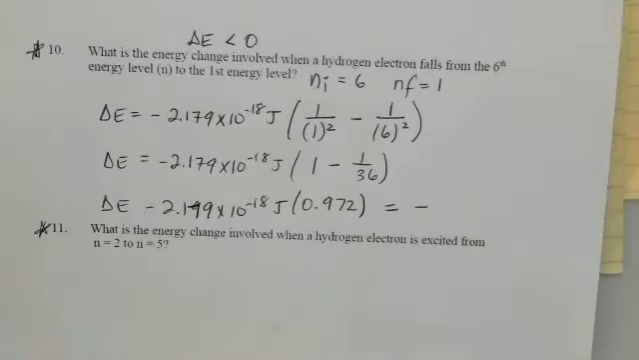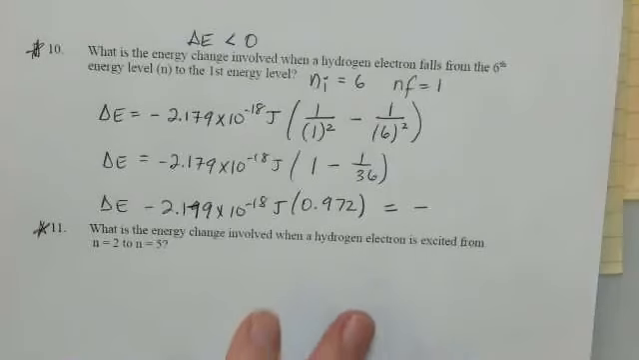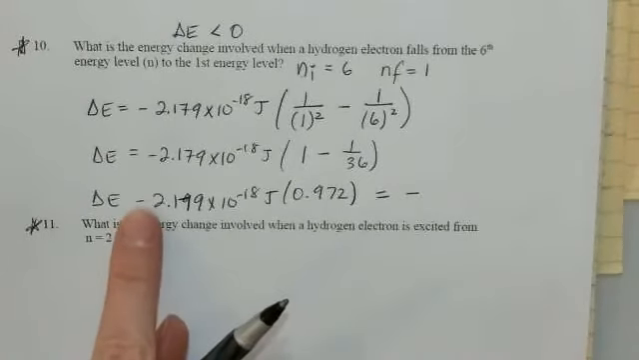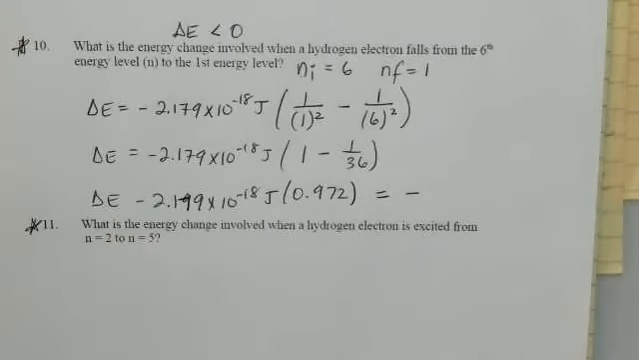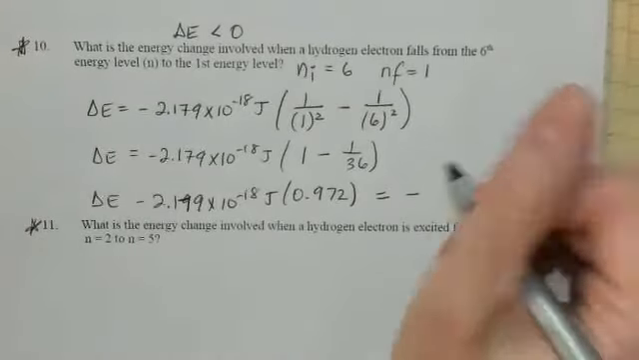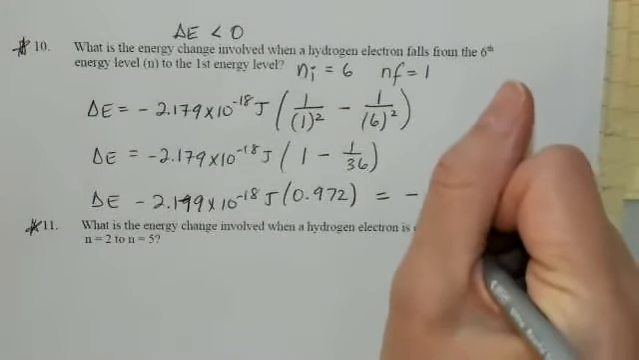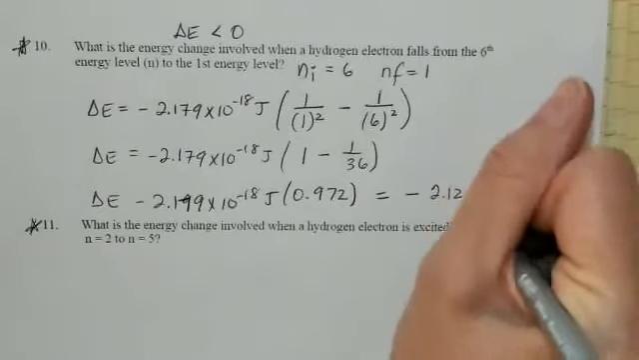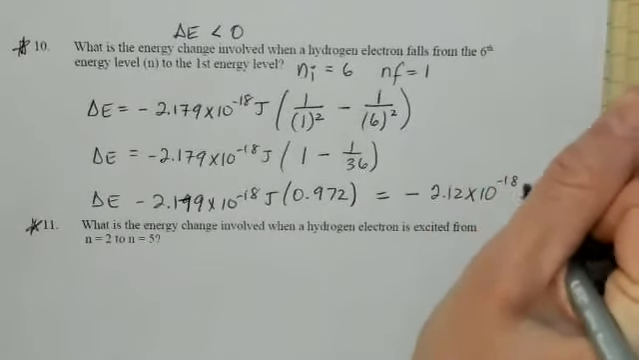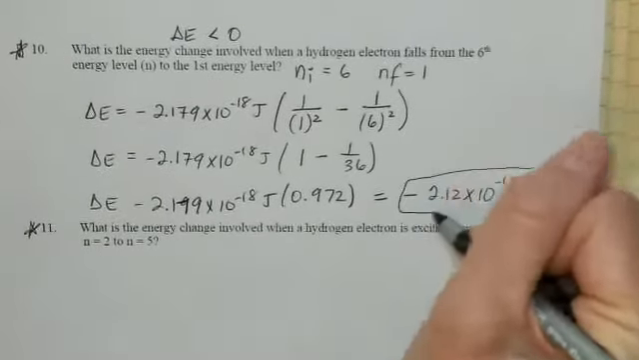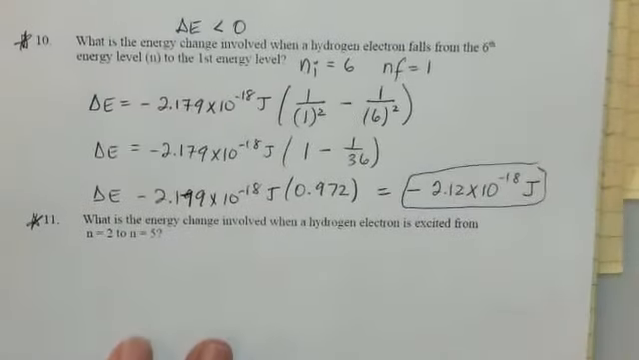That negative, whoops, sorry, my computer froze again. All right. So negative, don't forget the negative. Like I said, it's easy to just overlook the negative. So just make sure you know that this is supposed to be negative because we're relaxing to ground state, going closer to the nucleus. So we expect an exothermic transition. So we know our answer should be negative here. So negative 2.12 times 10 to the negative 18 joules. All right, so there's my change in energy for that transition.